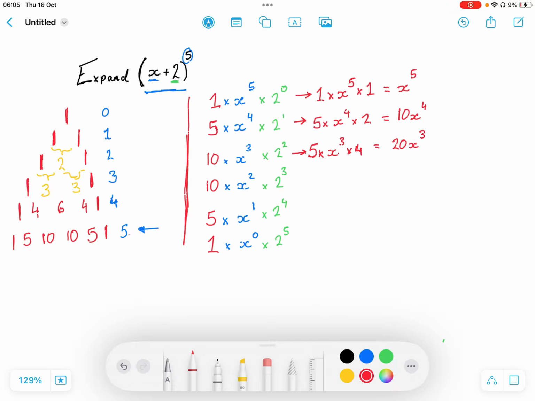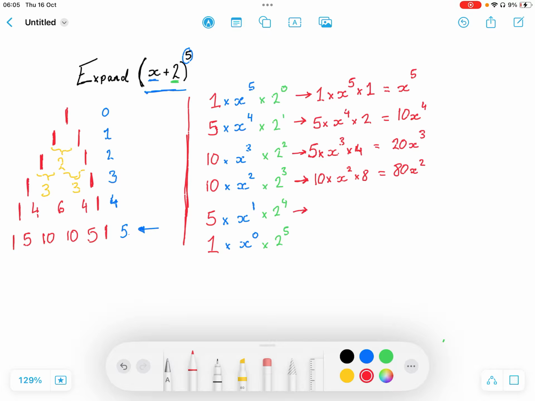cubed. So I'm bringing together all of these things into one term. Okay. Then I've got 10 times x squared times 2 cubed. Well, again, 2 cubed is just 8. So I can write 10 times x squared times 8. Well, 10x squared multiplied by 8 gives me 80x squared.